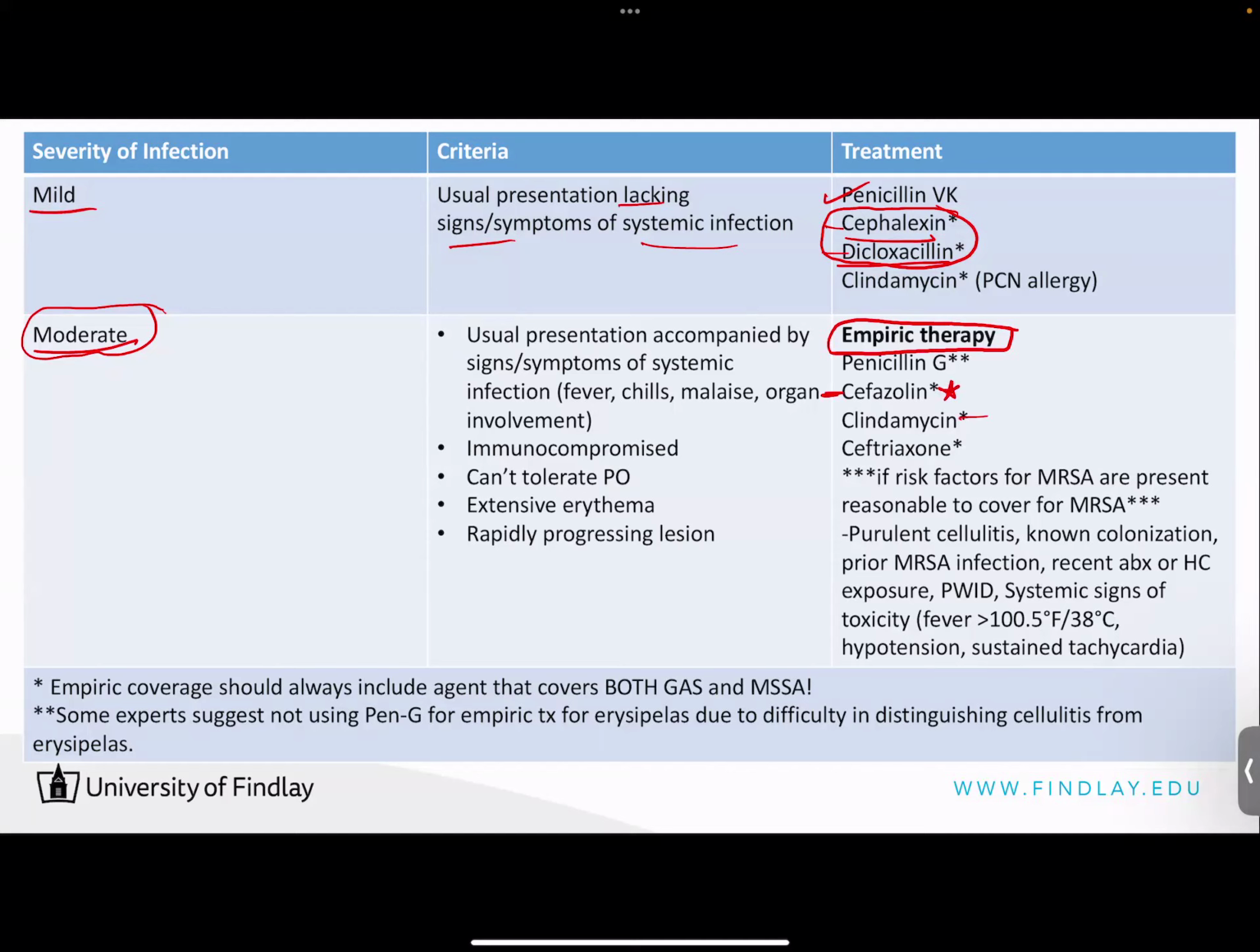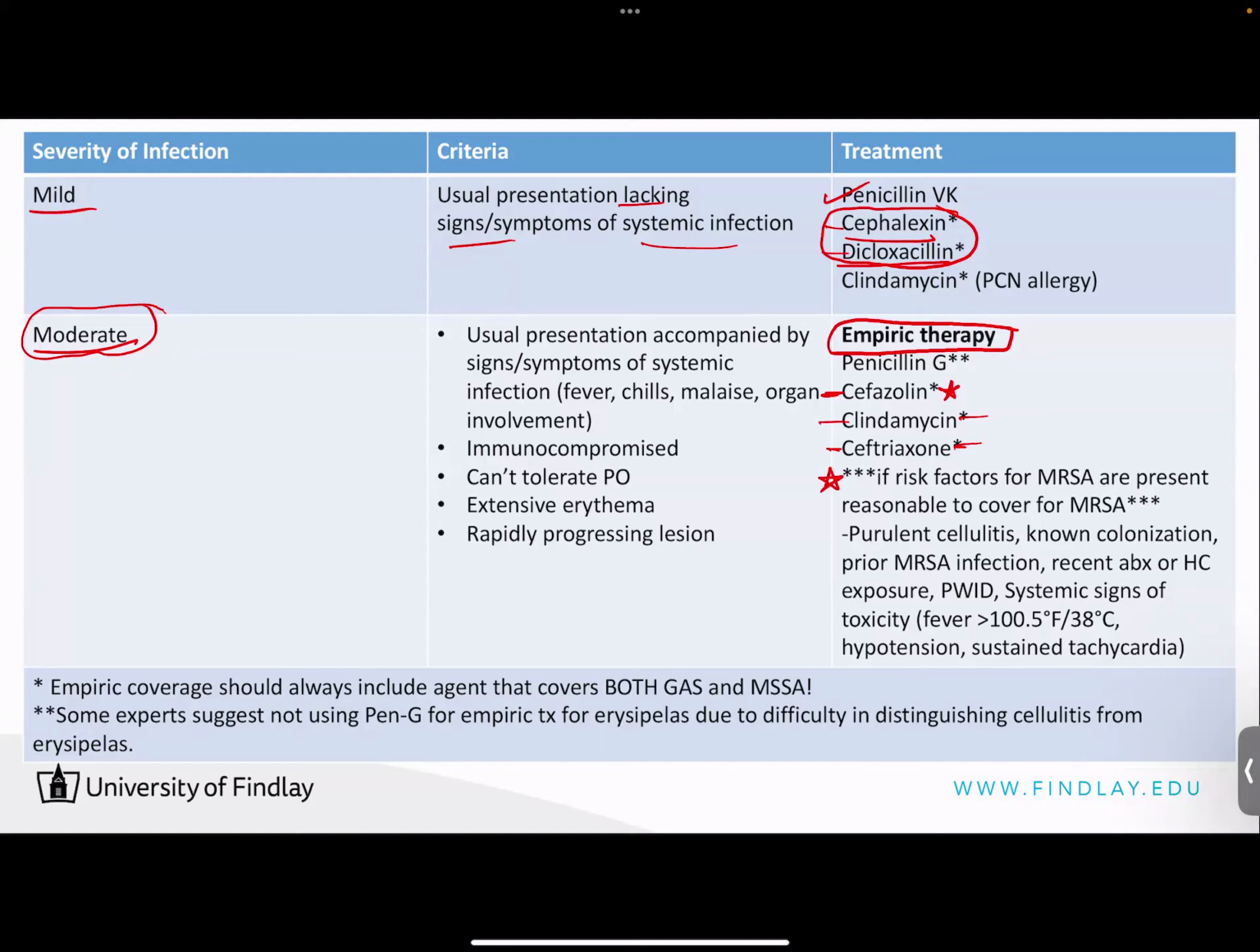Right? I don't want to use clindamycin. And then Rocephin, ceftriaxone. Ceftriaxone has really good activity against group A strep. I don't want to use Rocephin for MSSA if I don't have to. It turns out that cefazolin or an anti-staphylococcal penicillin actually lead to better outcomes over Rocephin.